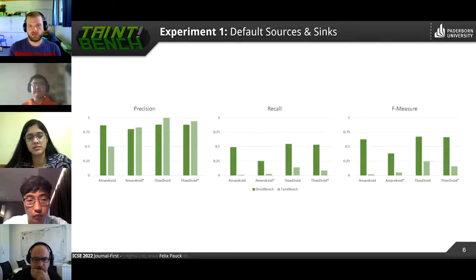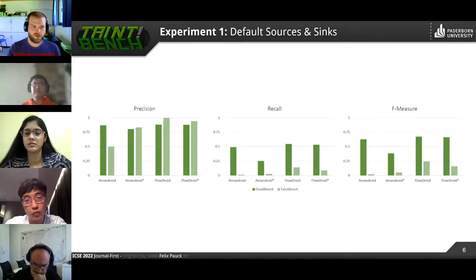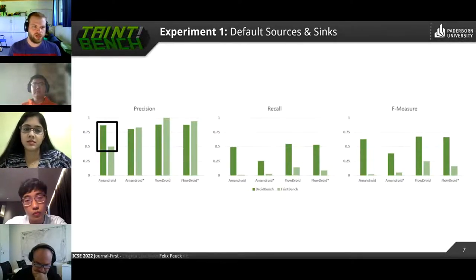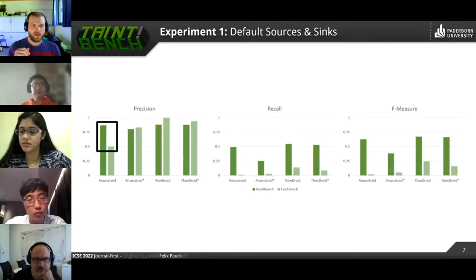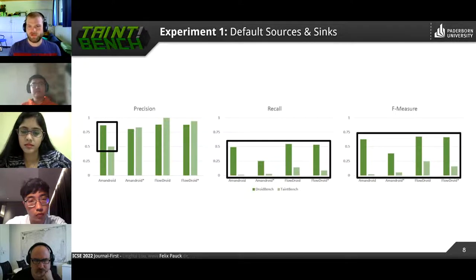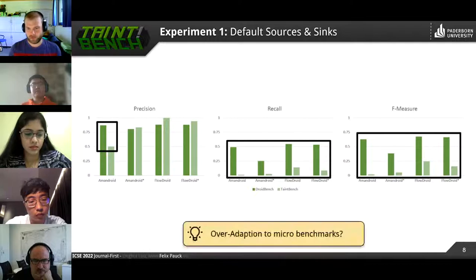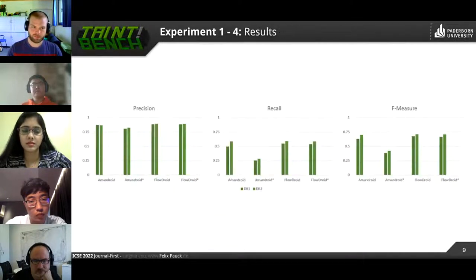We took both tools in two different versions, and the one always marked with the asterisk at the end is always a newer version. So if we take a look at the results, first of all, here for precision, we already see that the precision in the case of TaintBench is much lower than in the case of DroidBench. This becomes more obvious when we take a look at recall and consequently at F-measure. Here all the values drop when we switch from one benchmark to another. So one could guess that the tools are over-adapted to micro benchmarks. So we wanted to find out if that is really the case.